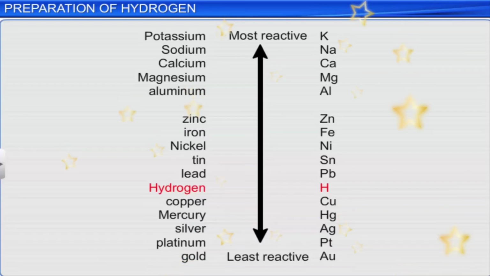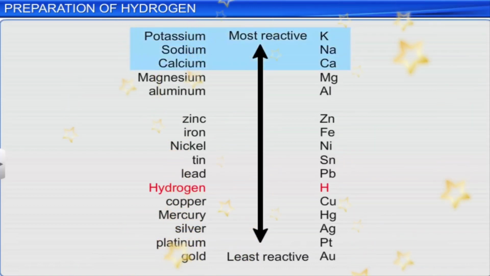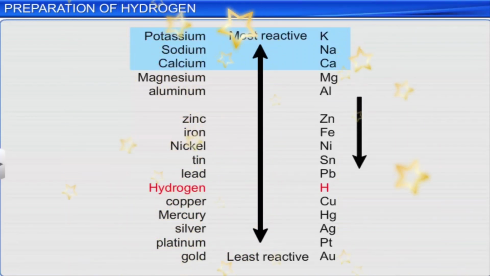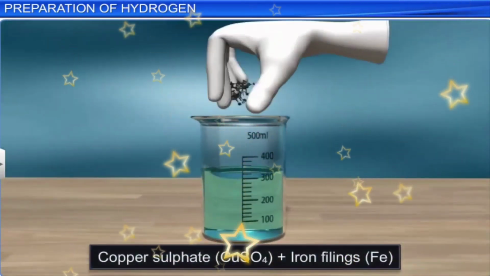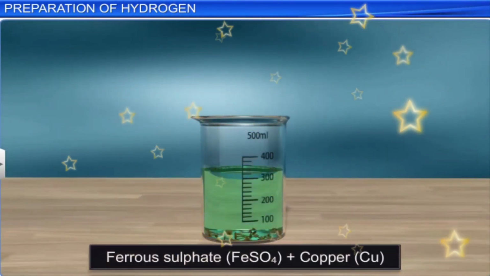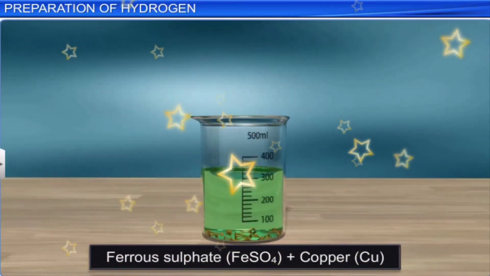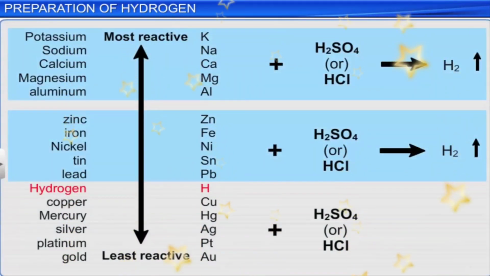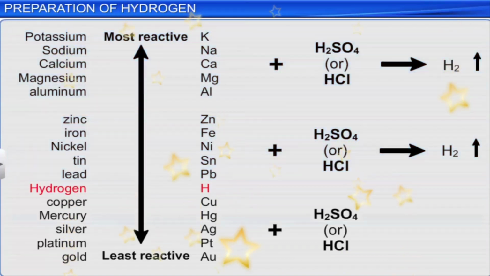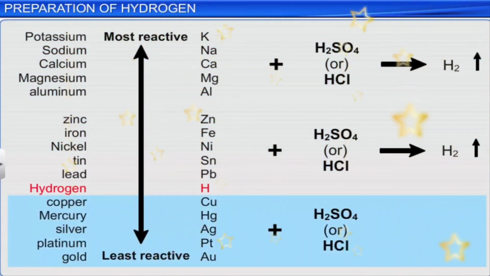There are some important things that you need to remember regarding the activity series of metals. The most reactive metals are placed near the top of the activity series, and the reactivity decreases as you go down the series. A more reactive element can displace a less reactive element from its salt solution. The metals above hydrogen in the activity series react with dilute sulfuric acid and dilute hydrochloric acid to liberate hydrogen. The metals below hydrogen in the activity series cannot do that.